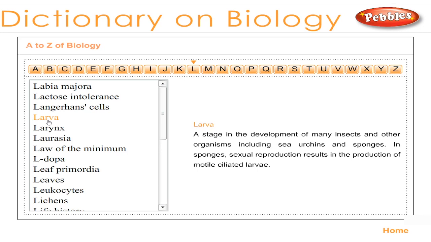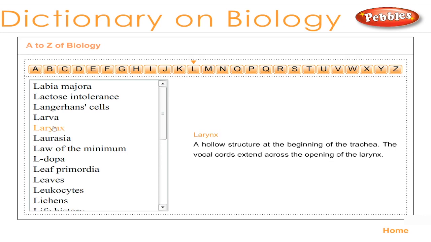Larva, the stage in the development of many insects and other organisms, including sea urchins and sponges. In sponges, sexual reproduction results in the production of motile ciliated larvae. Larynx, a hollow structure at the beginning of the trachea. The vocal cords extend across the opening of the larynx.